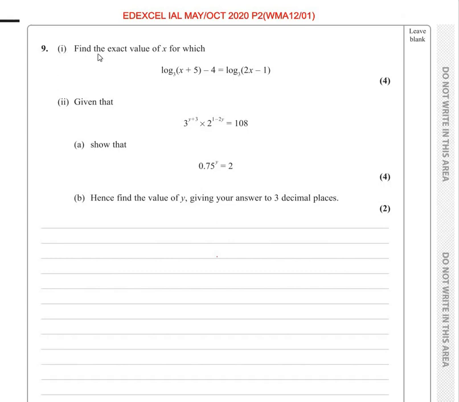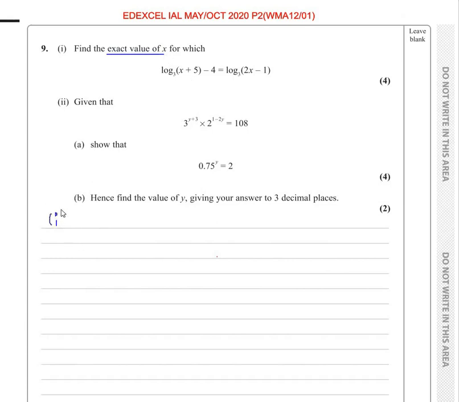Now the first part is asking us to find the exact value of x for which log of x plus 5 to the base 3 minus 4 is equal to log of 2x minus 1 to the base 3. That means we have to keep solving this equation till we find the value of x. We have been given exact value. So let us start working on it.